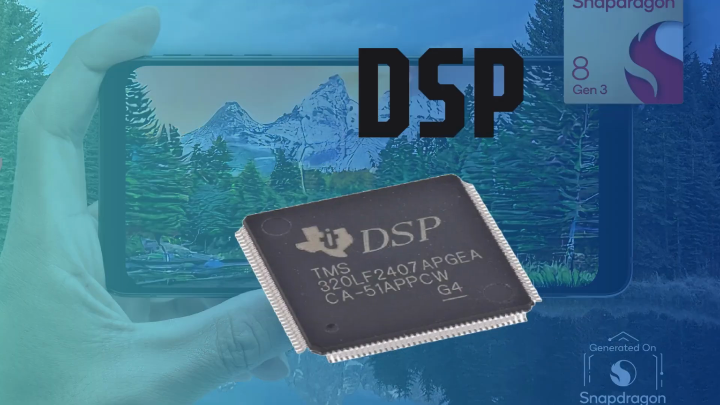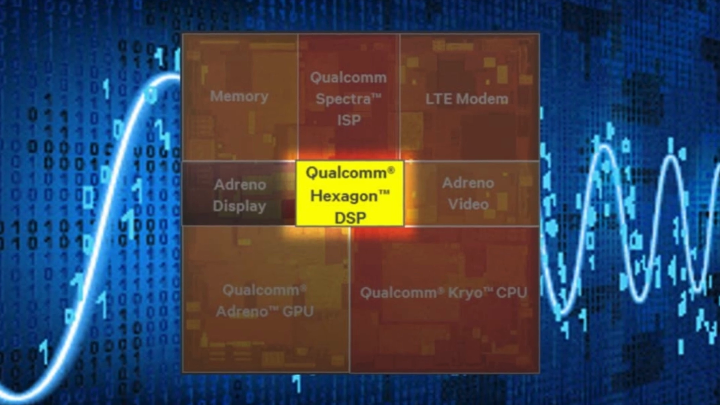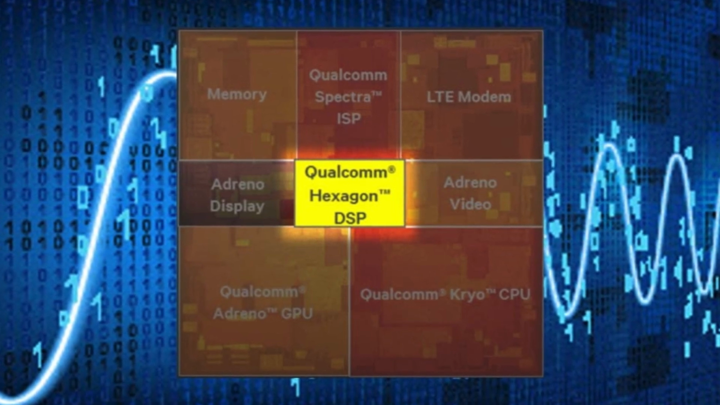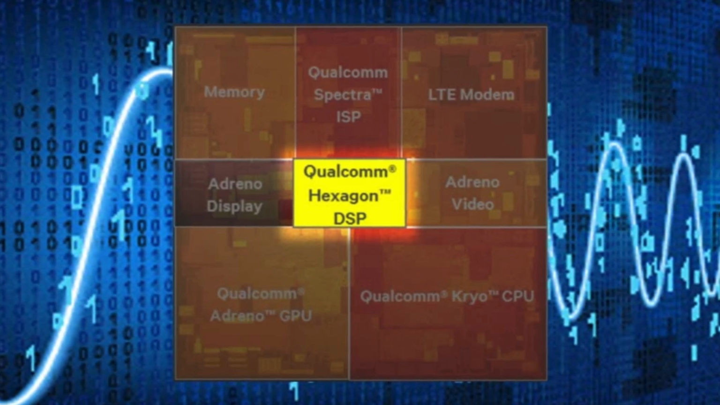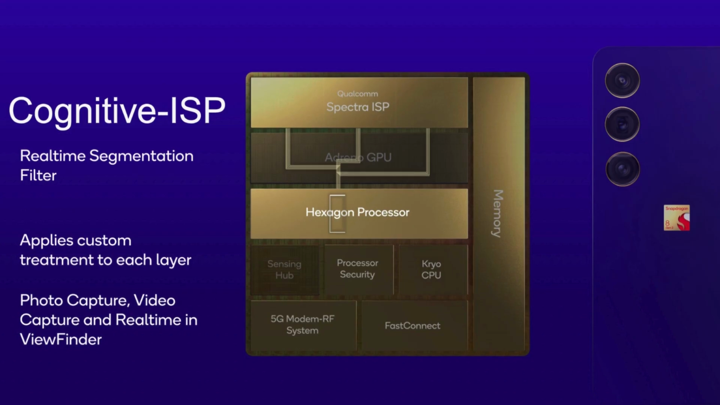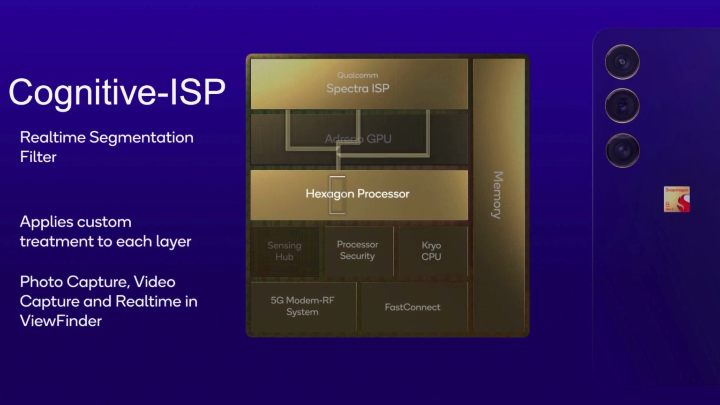Let's unpack those terms. DSP, Digital Signal Processor. Think of this as a specialized brain for handling signals like audio, Wi-Fi, or sensor data. Snapdragon's Hexagon DSP speeds up tasks like noise cancellation or voice recognition. ISP, Image Signal Processor. This is the photo wizard inside your phone. The Spectra ISP processes every pixel from your camera, improving colors, sharpness, and low-light shots.